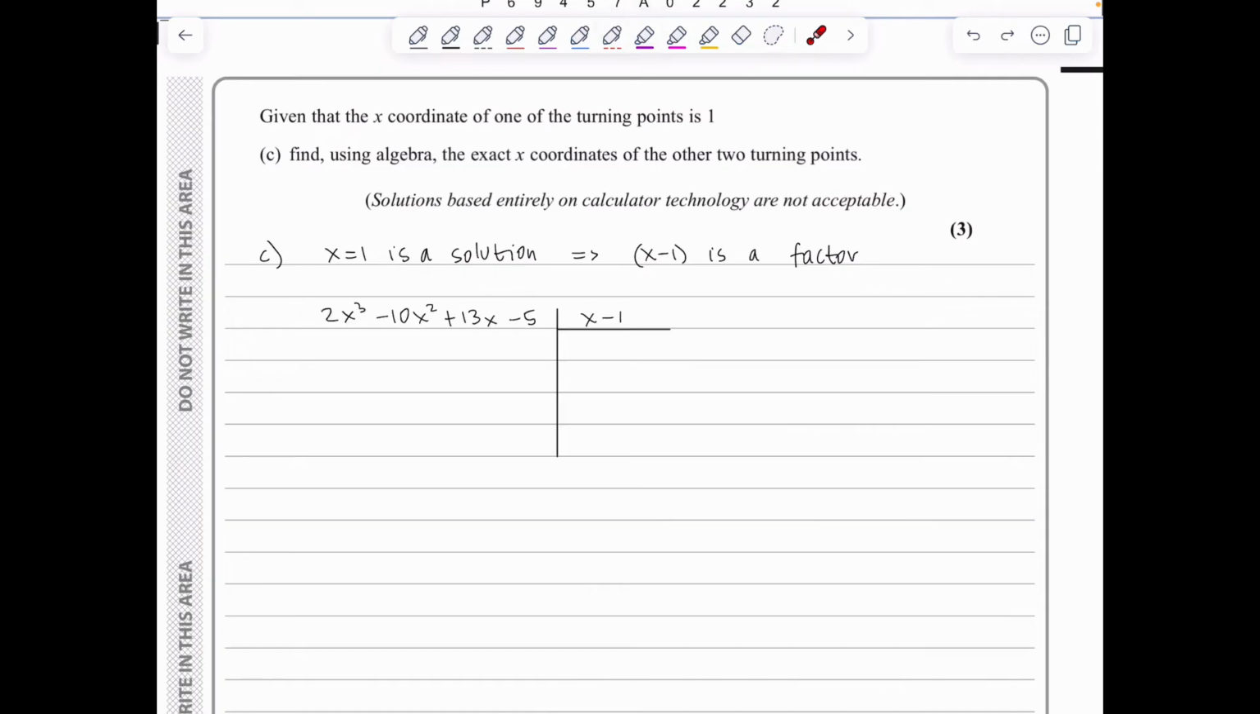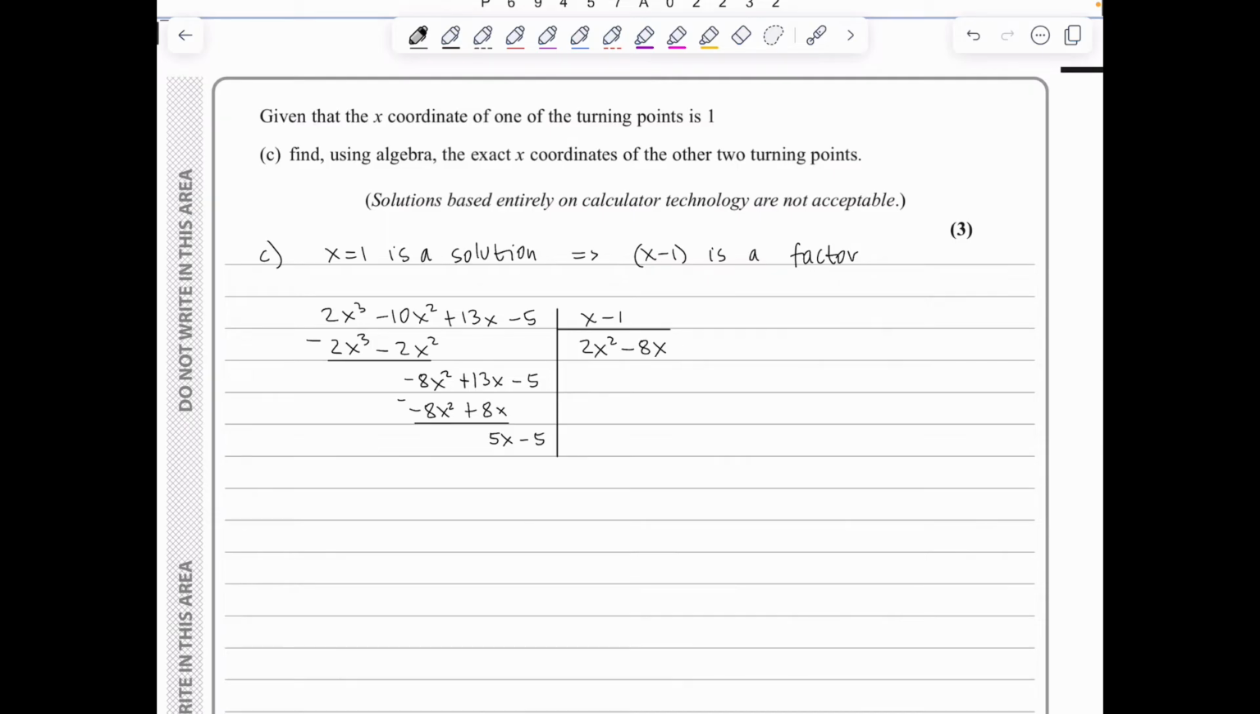So we've got 2x cubed minus 10x squared plus 13x minus 5 to be divided by x minus 1. Remember, we're trying to match the highest order term found on the left, so I will multiply by 2x squared, leading to 2x cubed minus 2x squared, and we deduct. This gives me minus 8x squared plus the 13x minus 5. And then I will multiply by negative 8x, so minus 8x squared plus 8x. So again I deduct, and I get 5x minus 5.